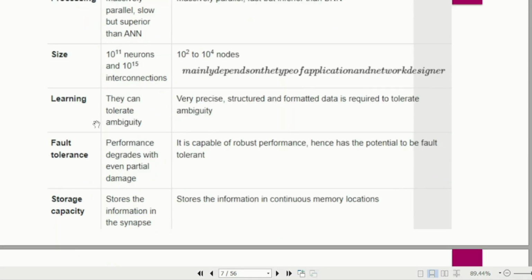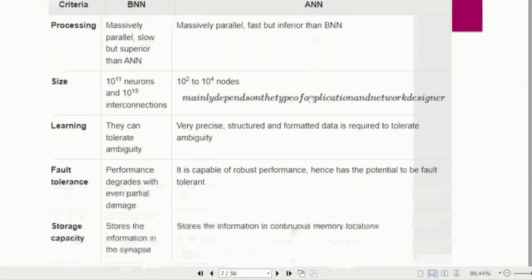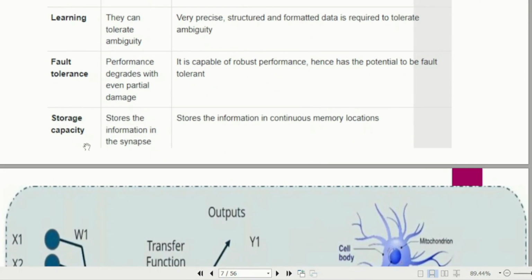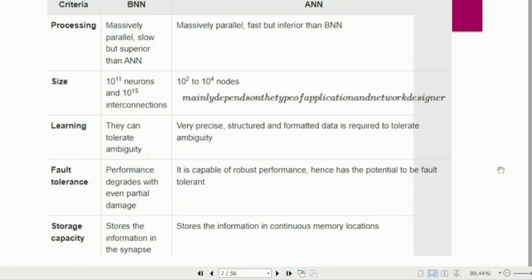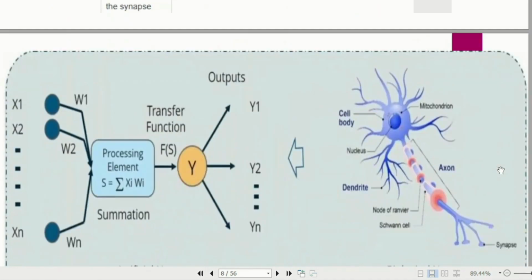So in the learning parameter, they can tolerate very precious structure, and formatted data is required to tolerate different kinds of learning phases in artificial neural network. Then here is storage capacity: BNN stores the information in the synapses, while ANN stores the information in continuous memory locations. These are overall more details about the difference between our biological system in a human being and an artificial neural network that is made by a human, that is, machine learning.